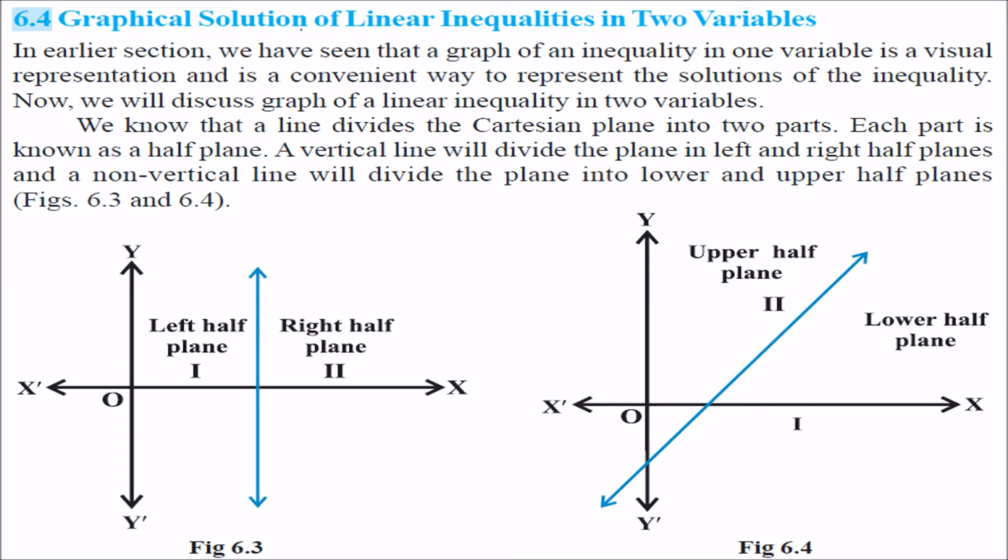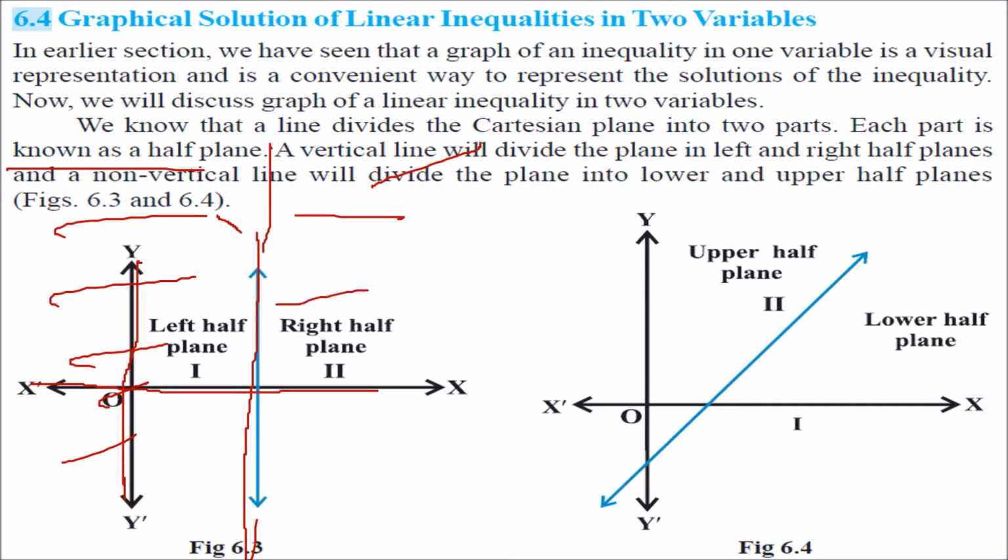Now let us take the graphical solution of linear inequalities in two variables. Before we go to the actual solution, let me tell you that if this is the Cartesian plane, any line you draw divides the plane into two halves. First is this one, the other is this one. So our solution will either lie in this plane or this plane. So which plane needs to be studied and checked, and which is the correct answer?